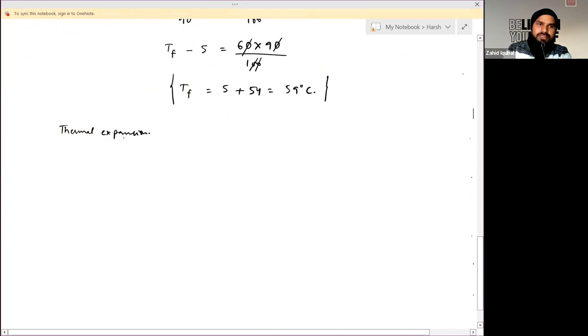So the first question related to this part will be: why would a solid expand on heating? Do you have any clue behind it? Sir, because the particles expand inside the solid, they separate. Due to heat. Due to excess heat.